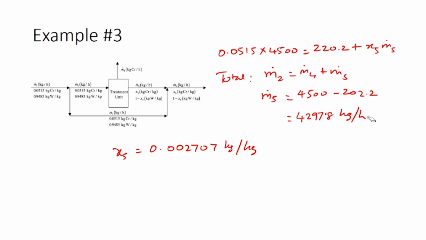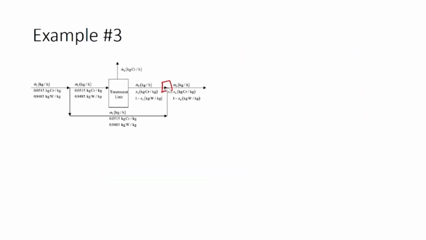Now, we need to identify the mass fraction of chromium and the flow rate of the components in stream 6. For this, we can choose the mixing point as the system and write the mixing point balances. The total balance for the mixing point would be M6 dot equals M5 dot plus M3 dot. We already know that M5 dot is 4297.8 and M3 dot is 1500 kilograms per hour. So, using this we can calculate M6 dot as 5797.8 kilograms per hour.